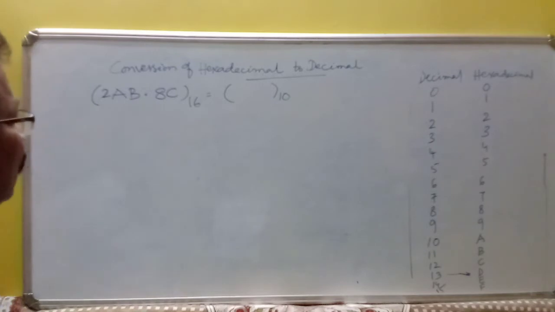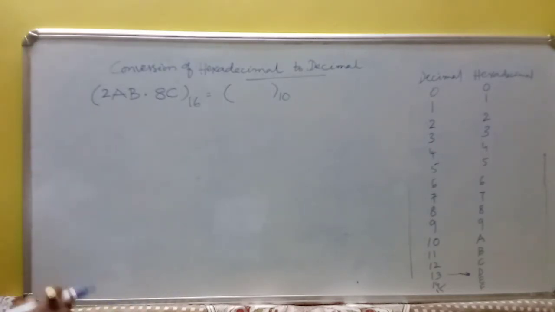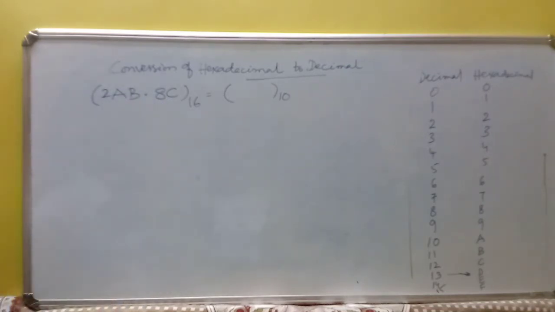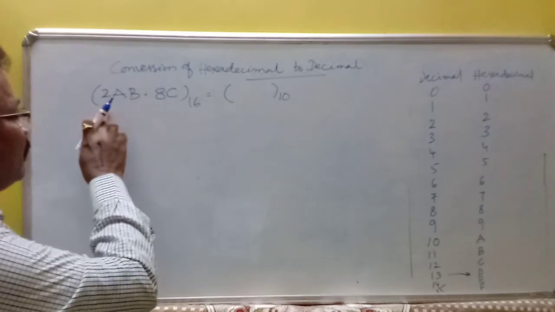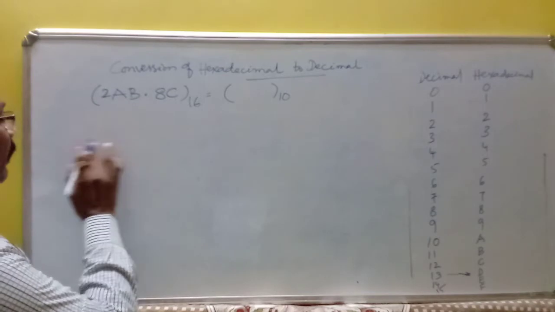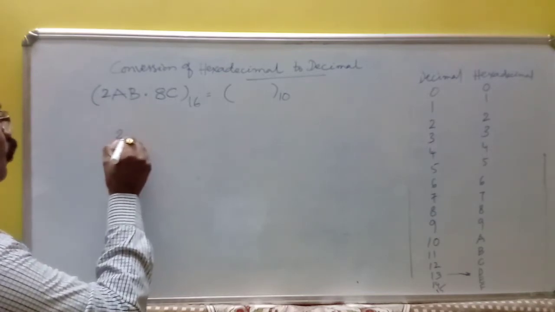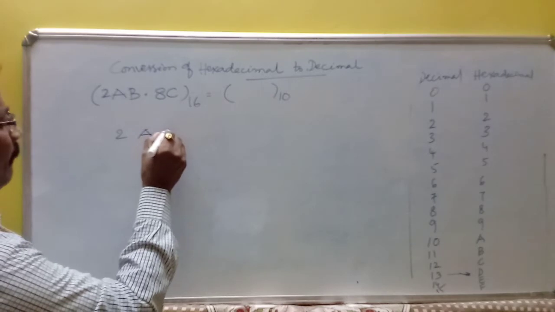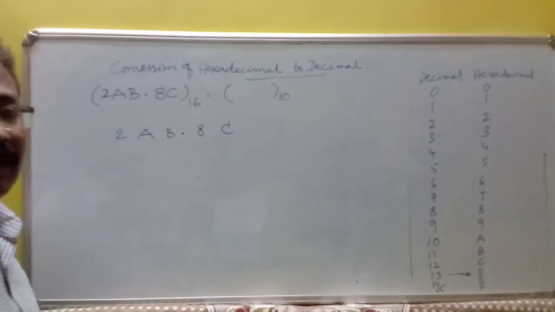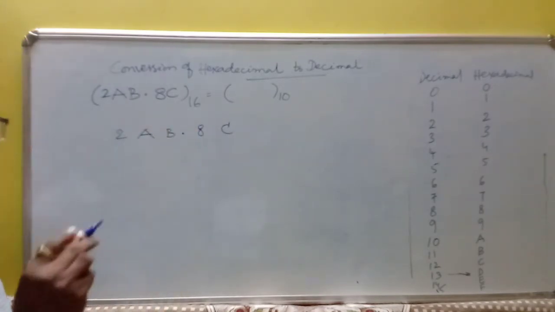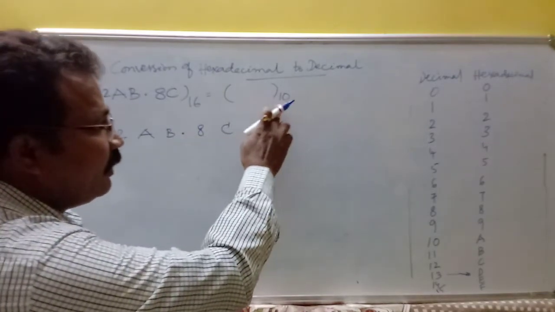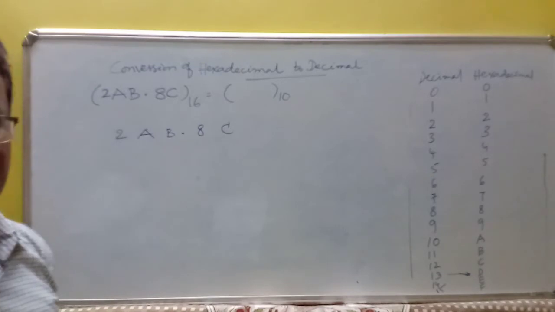Now here it has two parts. This is the integer part, and after the decimal point it is the fractional part. Now take the number 2AB.8C. That is the given hexadecimal number. That number is going to be converted into its equivalent decimal number.